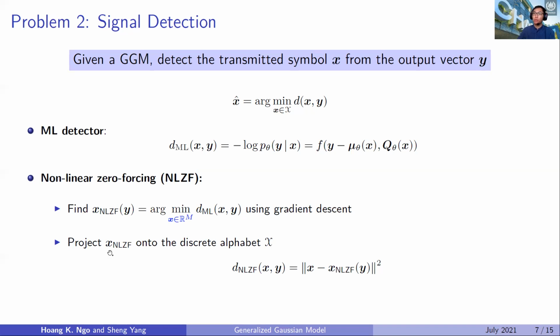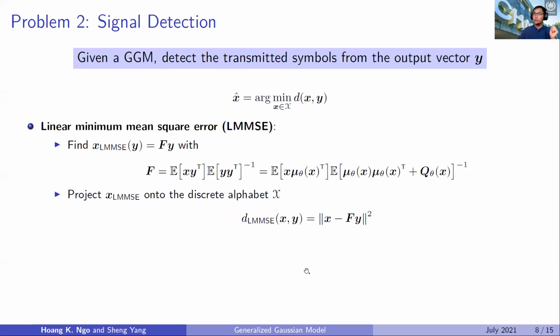In the second step, we project the vector that we found in the first step onto the discrete alphabet X. So we find the constellation point that is closest to the vector that we found in step 1 in the Euclidean distance. And this can be done by a component-wise demapper, or we can also come up with a more clever way to do so.